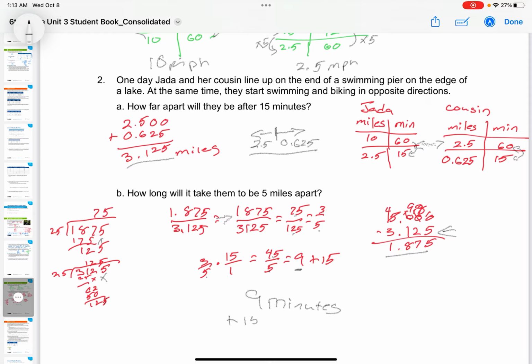Plus the 15 minutes to go here. So that's 9 minutes. So 15 and 9 is 24 minutes. And so it will take 24 minutes to be 5 miles apart.